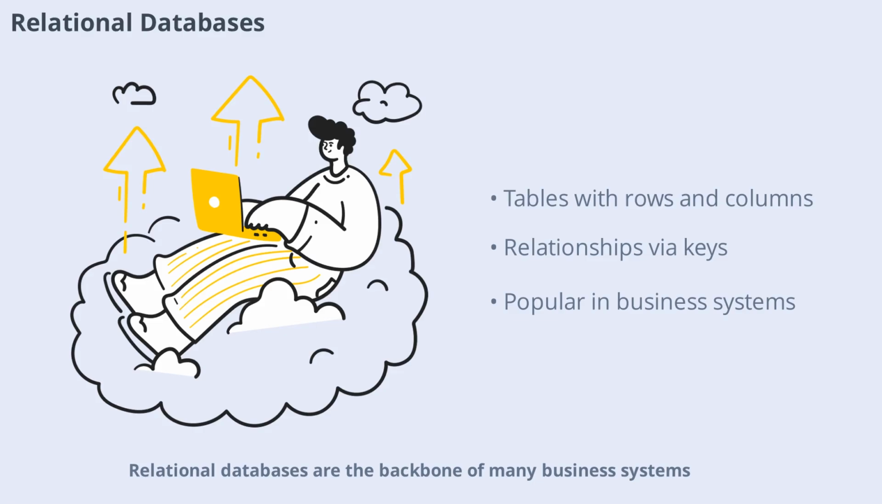Relational databases are the backbone of many business systems. They store data in tables, much like a spreadsheet, with rows representing records and columns representing attributes. Relationships between tables are established using keys, allowing for complex queries and data integrity. Popular relational database systems include MySQL, PostgreSQL, and Oracle. These systems are known for their reliability and ability to handle large volumes of structured data efficiently.